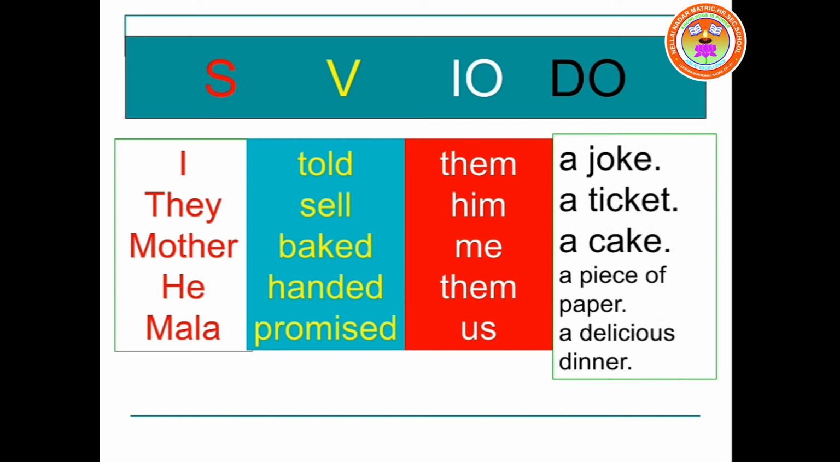In these sentences, I, they, mother, he, Mala are subjects. Told, sell, baked, handed, promised are verbs. Them, him, me, them, us are indirect objects because these are the answers for the question whom. A joke, a ticket, a cake, a piece of paper, a delicious dinner are direct objects. These are the answers for the question what.